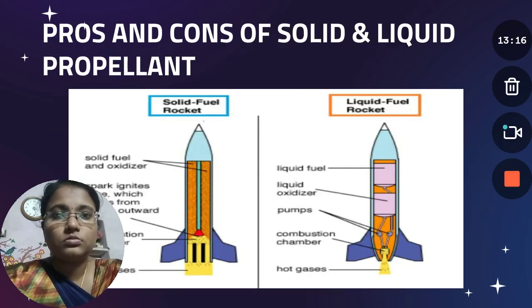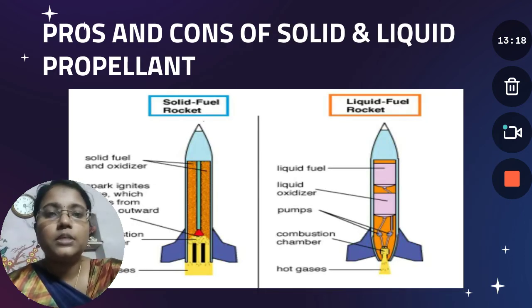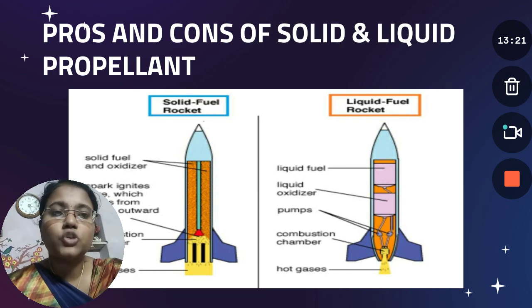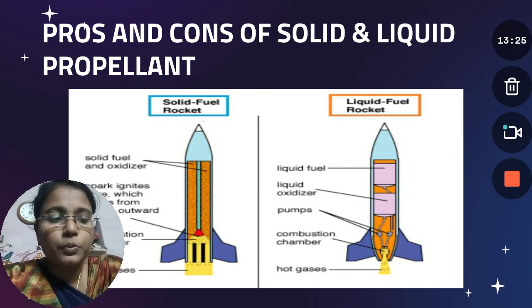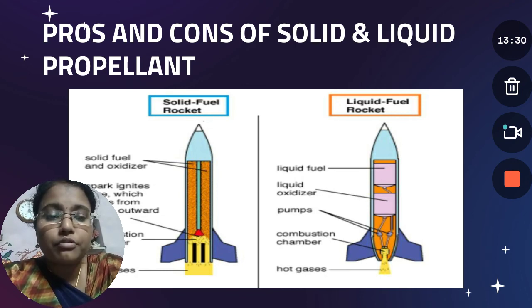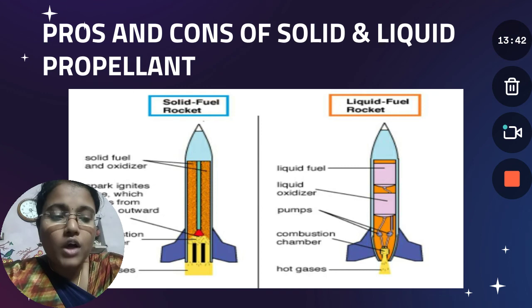Now let's see about the pros and cons of solid and liquid propellant. Positive aspects of solid fuel. Solid fuels are more temperature stable and provide greater storage stability over a long period of time. Solid fuels can also be efficient at generating thrust and are generally of a simple design with far fewer parts than a liquid fuel engine. The chemicals used in manufacture of the propellants are also rather cheap.